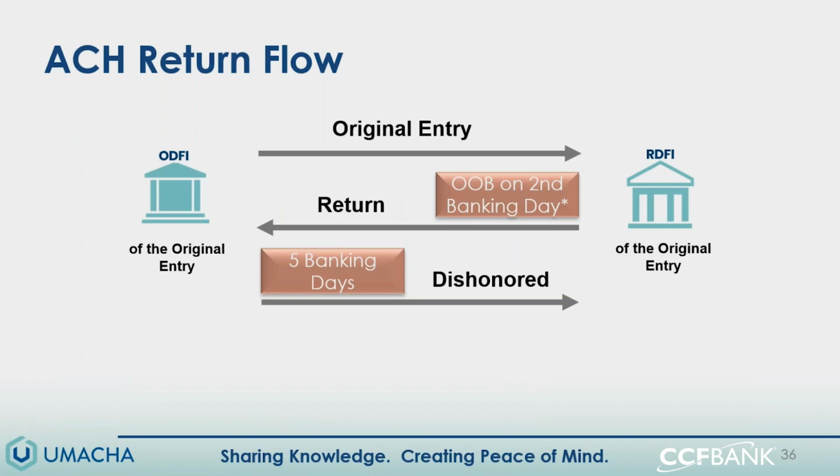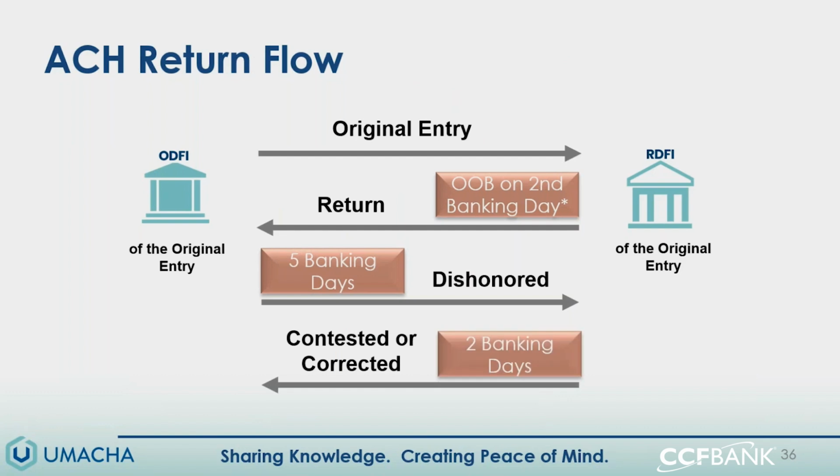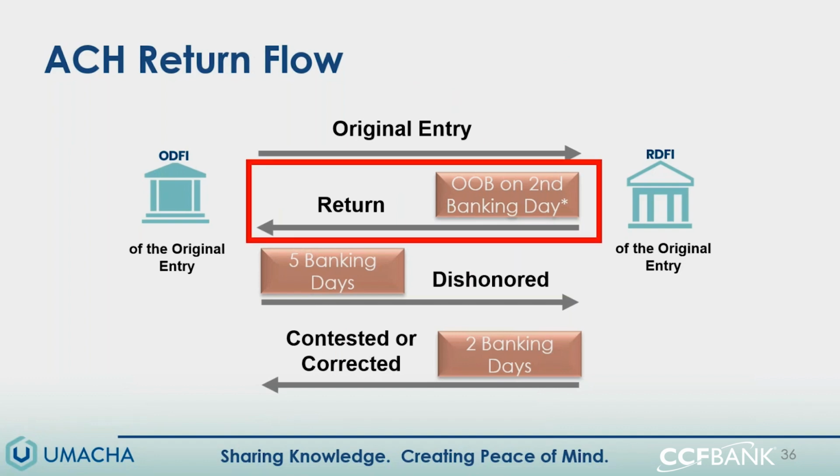They could dishonor that return back to the RDFI and say, we're not taking this. At that point, RDFI then has 2 banking days where they could contest or correct that dishonored return. At that point, it goes outside of the ACH network. So if there are still issues here, it's between either you and your customer or between CCF Bank and the RDFI, but the ACH network return process stops at that contested or corrected return.